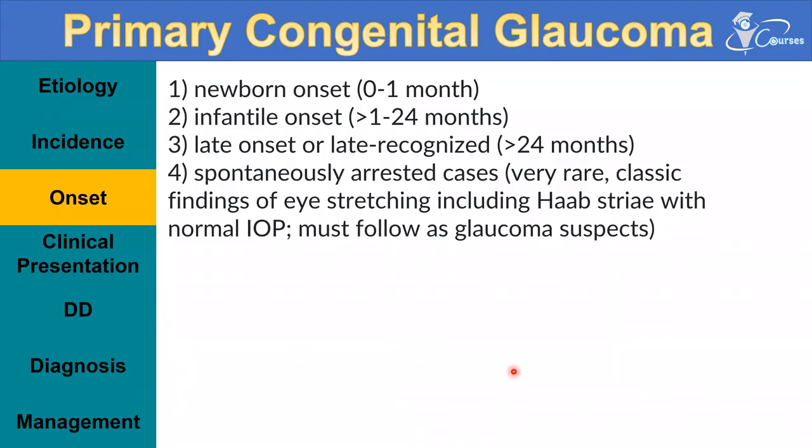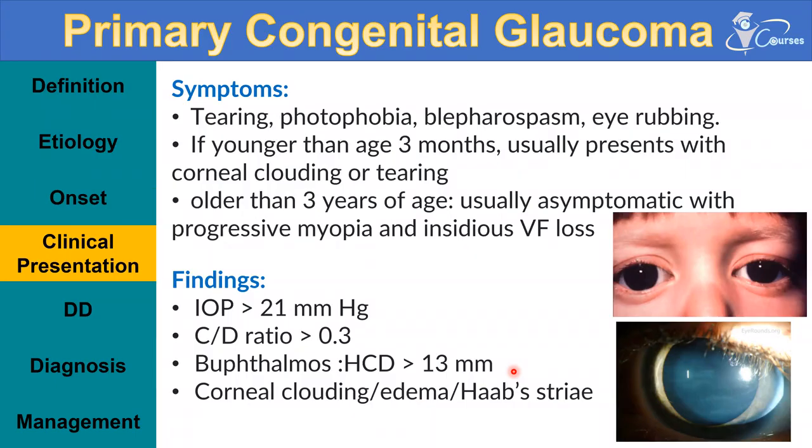So what is the clinical presentation for those patients? Those patients will have symptoms like tearing, photophobia, blepharospasm, and eye rubbing. You remember the last lecture, when we said that when you find a child, neonate, or infant presenting with tearing, you suspect a congenital nasolacrimal duct obstruction. That is the most common, but the most serious to exclude is primary congenital glaucoma, because those infants will present with tearing, photophobia, blepharospasm, and eye rubbing.